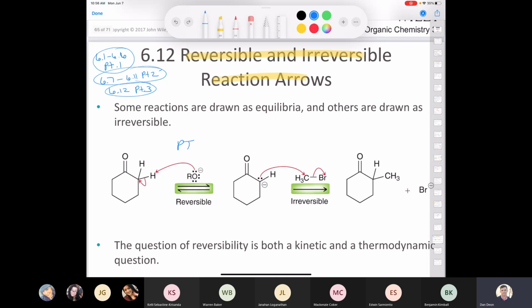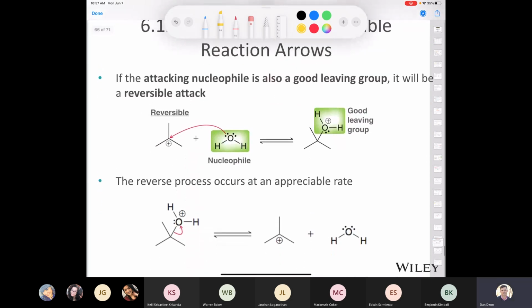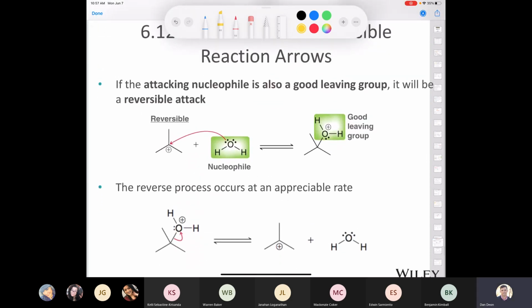And then this is a nucleophilic attack, and this is a loss of leaving group. But they're saying that this is irreversible, right? So a reversible and an irreversible arrow. How do you know when to draw which one? Well, to answer the question as to whether something is reversible or irreversible, you have to take into account both kinetics and thermodynamics. And that's why it's stuck here at the end of chapter 6. So here are some rules that you can use, and I'll try to summarize it at the end.